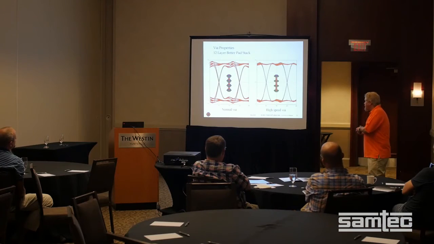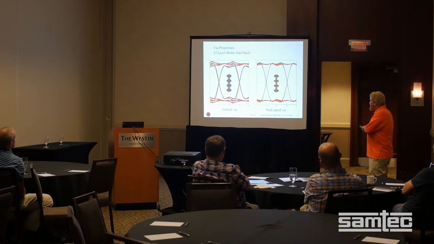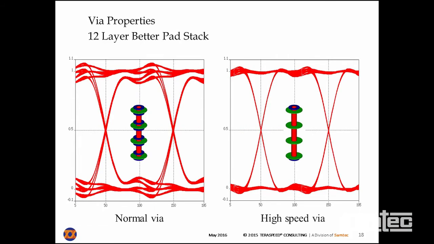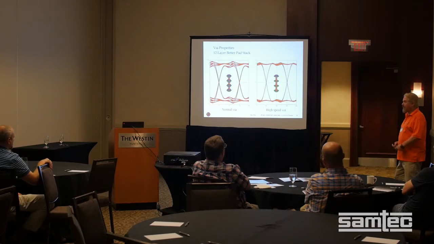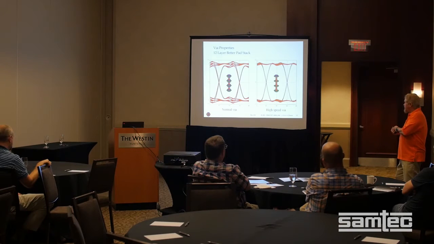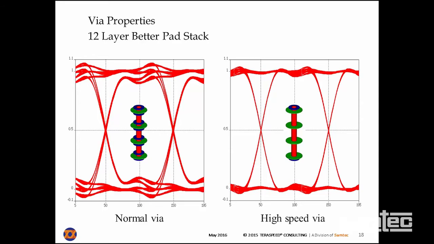But once you've made one of these high speed vias, you can use it all over your board. That's just a stored via. And any board that has that same stack up can use the same dimensions. So remove the pads, change the anti-pad size. Can you see the difference? And that's just on a via.